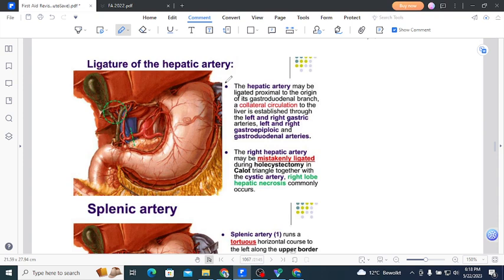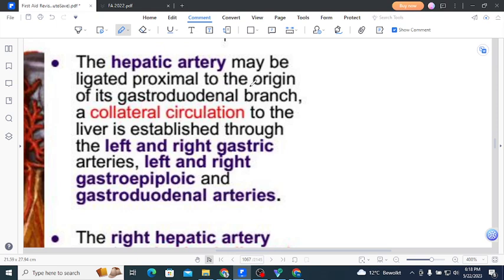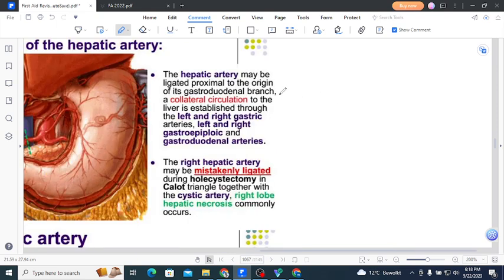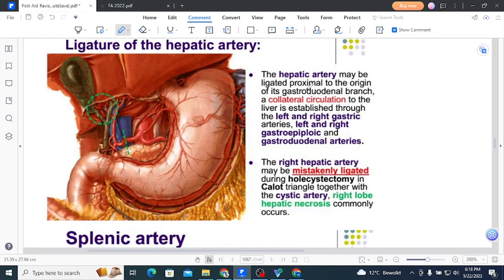Now, the ligature of the hepatic artery. There is a maneuver that we call the Pringle maneuver; we'll talk about that. The hepatic artery may be ligated proximal to the origin of its gastroduodenal branch. A collateral circulation of the liver is established through the left and right gastric arteries.